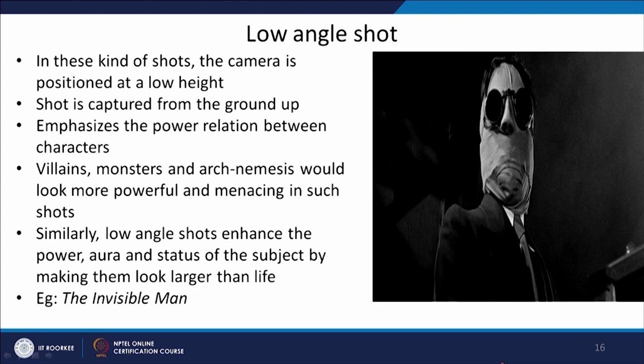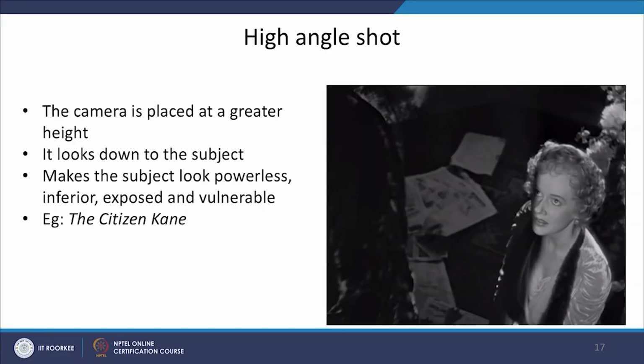than life, and this photograph from The Invisible Man illustrates this idea of a menacing power with the help of a low angle shot in a very graphic manner. Opposed to that is a high angle shot, which is a reverse of the low angle shot. It also shows the hierarchy status of power relationships.